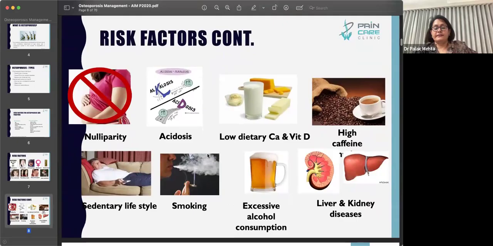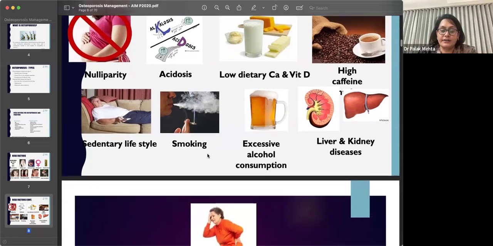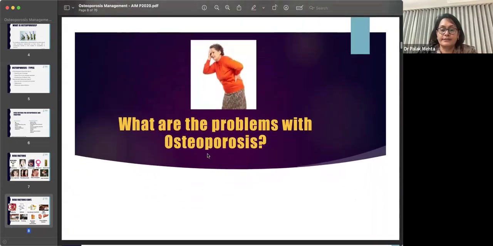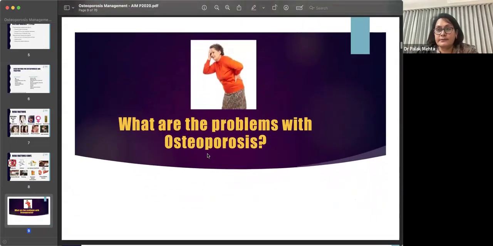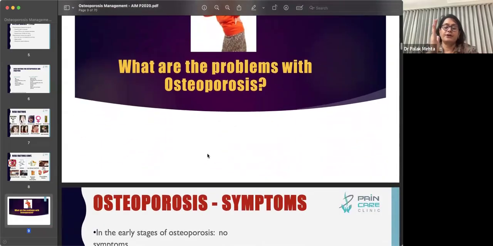Again, a continuation of the risk factors. Whatever we have mentioned, we are just showing by picture: nulliparity, frequent acidosis, low dietary calcium and vitamin D, high caffeine intake, sedentary lifestyle, smoking, excessive alcohol consumption, and liver and kidney disease. These are the risk factors responsible for osteoporosis. What are the problems with osteoporosis? Now, this kind of patient we frequently see in our OPD, having stooping of the back from fractures.